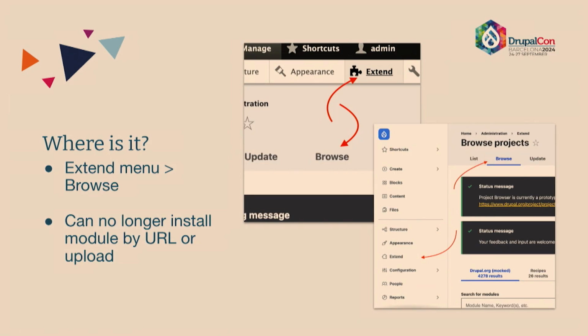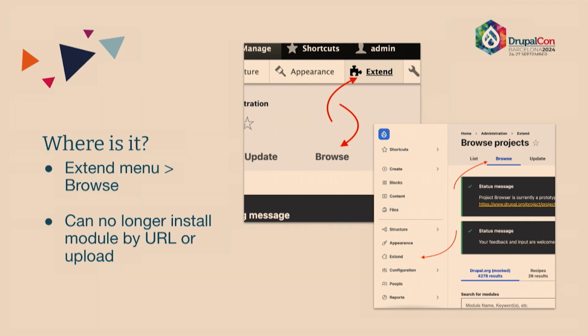All right, so where do you find the Project Browser? Once you spin up your site, there's a couple of different places it could be. The default is it's going to be in the top on the regular Extend menu, where you're used to going to look for modules to install, and then there's a Browse tab underneath that. If you're using the new navigation module, which is kind of like the Gin theme, it'll be on the left-hand side where you go to Extend and then use Browse. So in either case, that's what you want to do: Extend and then Browse.